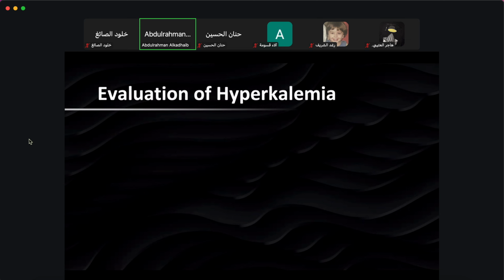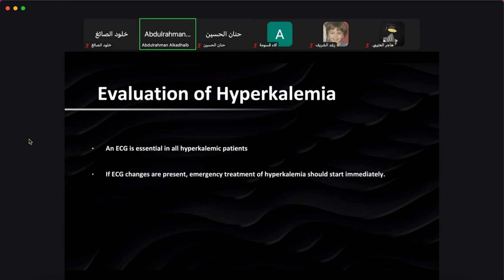So to evaluate a patient with hyperkalemia, usually we should perform ECG in all patients with hyperkalemia, because once we identify some ECG changes that are suggestive of hyperkalemia, we should start the treatment immediately, even without waiting for the actual potassium level. Because if the potassium is so high to the extent that it causes ECG changes, we consider this a kind of severe hyperkalemia that should be treated immediately to avoid further deterioration in the patient condition and possible arrest.